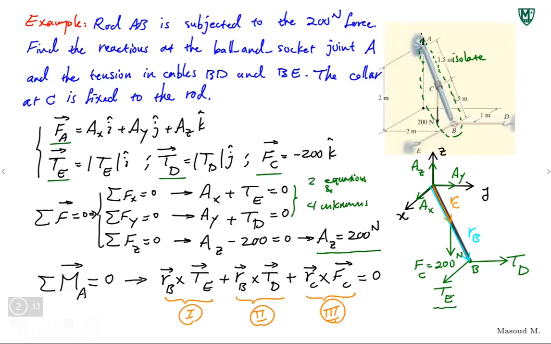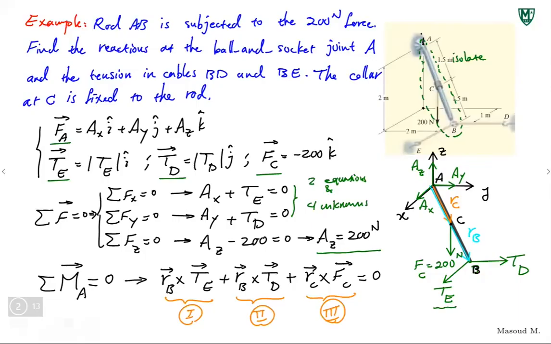We have point A here, and we have point B, and here we have point C. So let's write the coordinates for these points, and from there we can find these position vectors. You can just write it as is, but it's easier to just write the coordinates. Point A is the origin, so it's just 0, 0, 0.